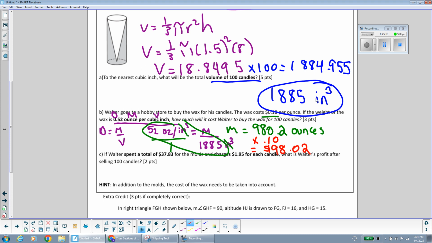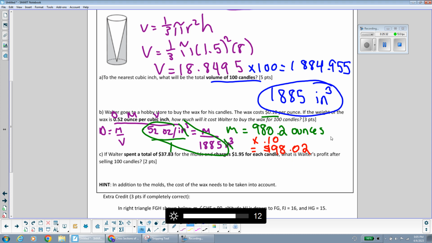Remember, this 1885 was already the volume for 100 candles. So this cost, since we use the 1885 here, is the cost for 100 candles. We do not have to multiply it by 100 again. We already did that when we found the volume.